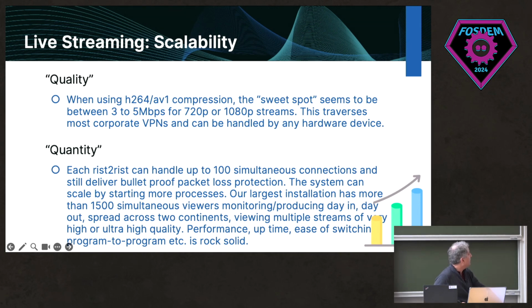And quantity, the RIST-to-RIST can handle 100 simultaneous connections, and the number seems low, but because of the threading model and the fact that it has to do retransmissions, after that, the retransmissions get compromised. The way you scale is that you can instantiate multiple instances of the same RIST-to-RIST application within the same machine. And in our case, we have 1,500 simultaneous viewers going off of this type of transmissions 24/7.